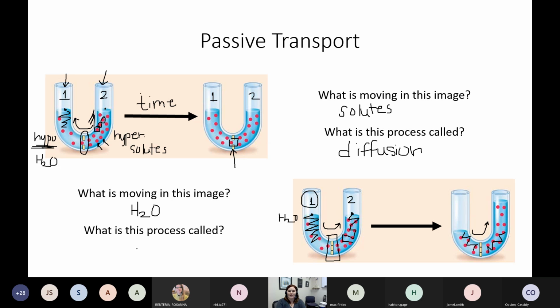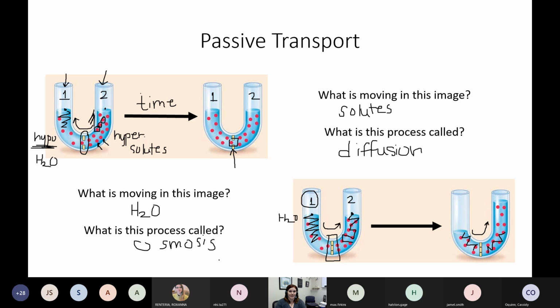So in osmosis, water will move from one side to the other. Water is going to go from where there's not a lot of dissolved stuff, from where there's a lot of water, into the side where there's a lot of dissolved things. Water wants to dilute the solution that's way too concentrated.